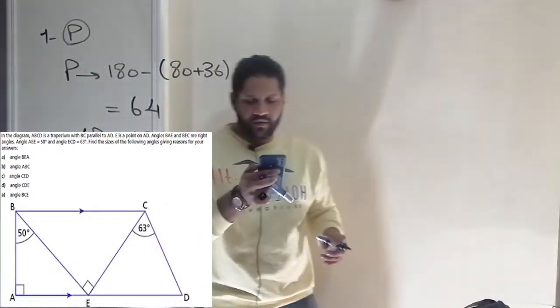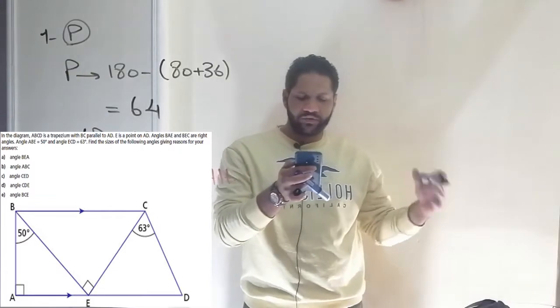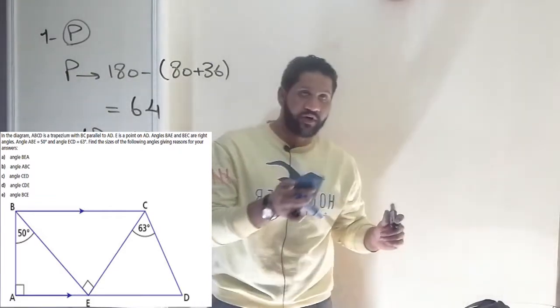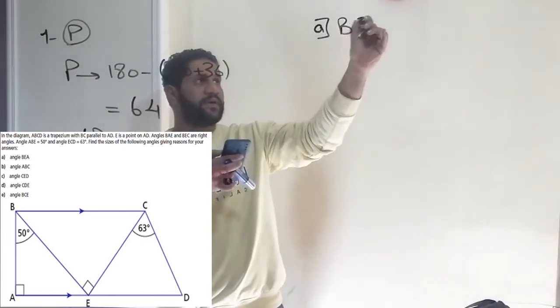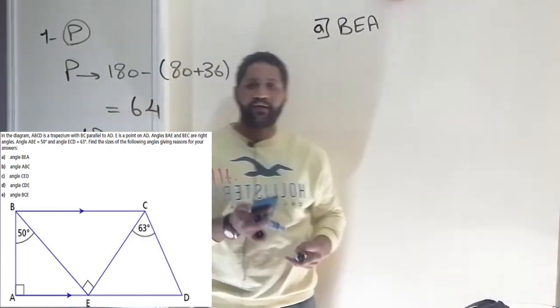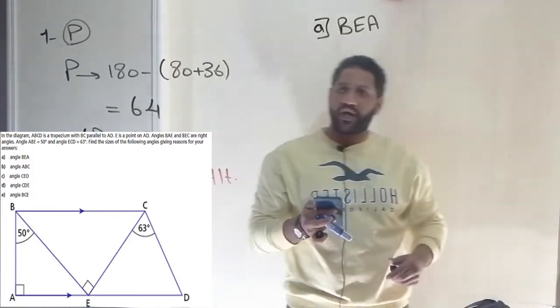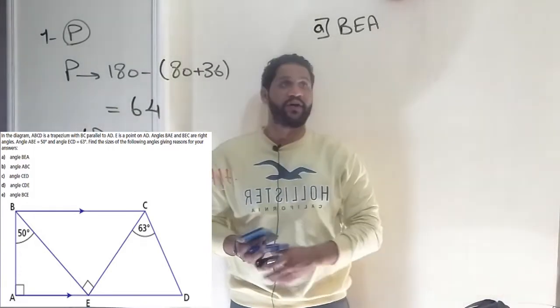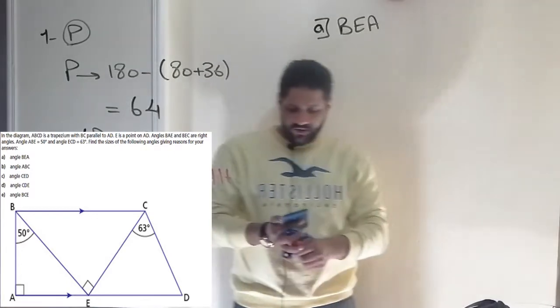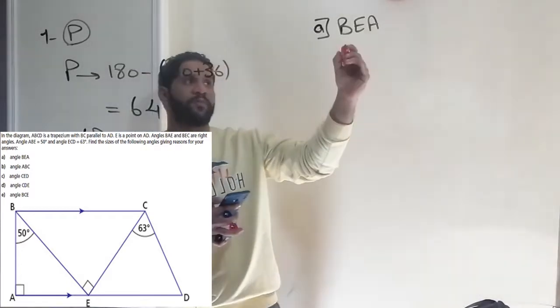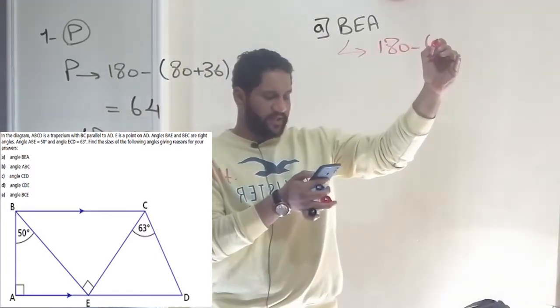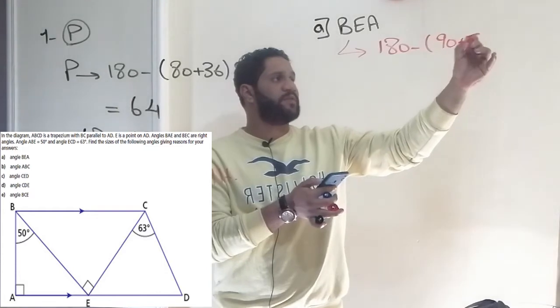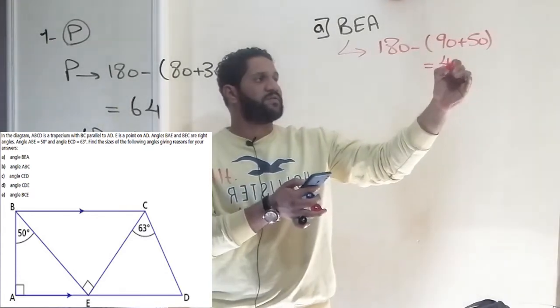Okay, let's look at example 3. He is giving you a trapezium. No need to read all of this. Let's start by finding angle, the first one, which is BEA. I can say that angle BEA is inside a triangle which is ABE. And I know that the sum of angles inside any triangle is 180. So I can get angle E or BEA easily by taking the sum of the triangle and subtracting it from 90 plus 50. So the answer is 40.